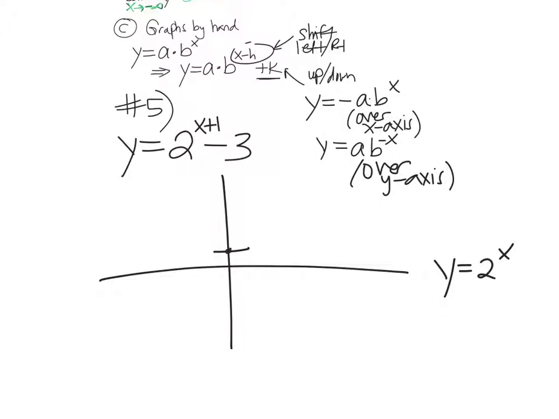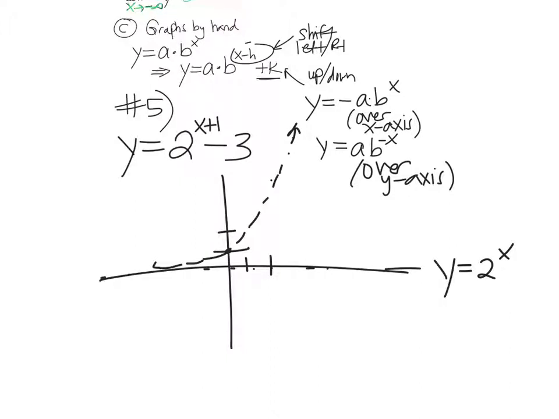It would go through 0, 1, and then it's doubling. So at 1 I get 2, at 2 I get 4, and it's just increasing very quickly. I'm not going to actually draw the whole thing in. I'm just going to draw the shape of it. And then the asymptote is at y equals 0. So that's your basic parent function.